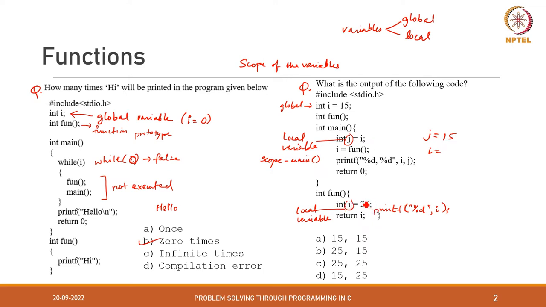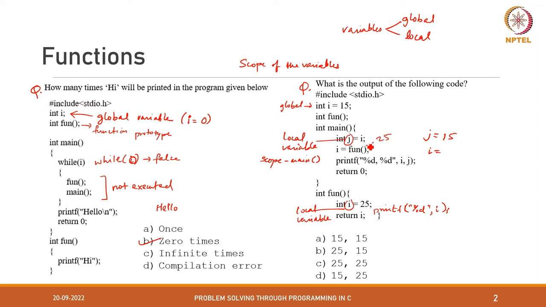We have declared i again here and initialized it to a value of 25. So this i is now a local variable with the value of 25, which we are returning to this function, and here it is saving. So the return value of this function call is 25, and that value is getting stored in i.